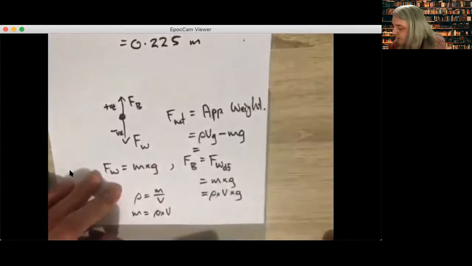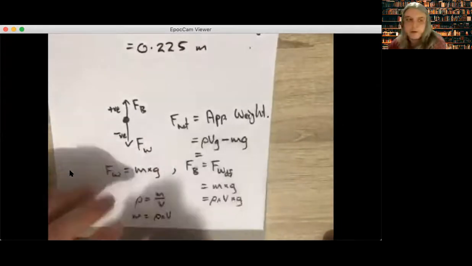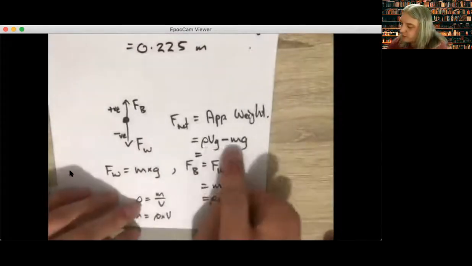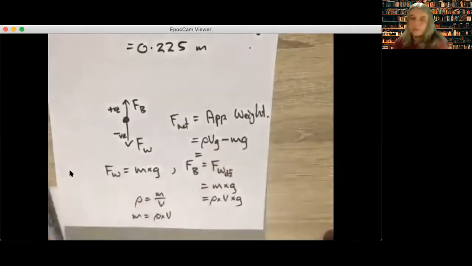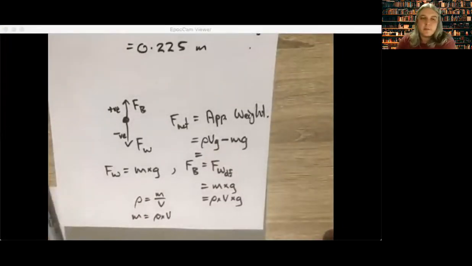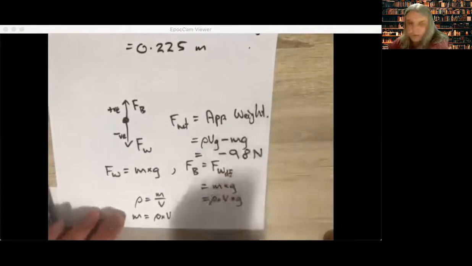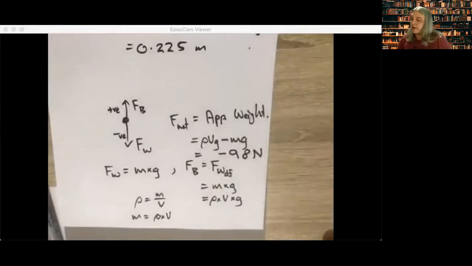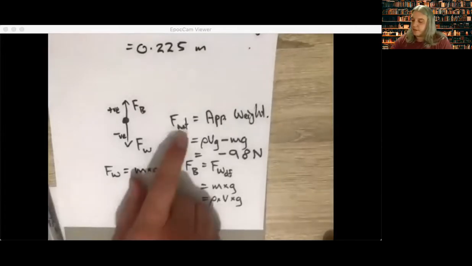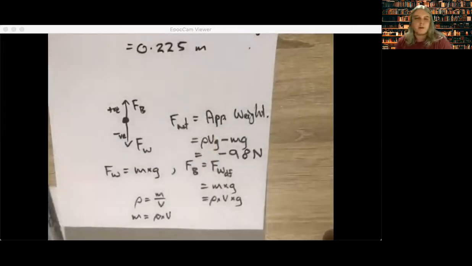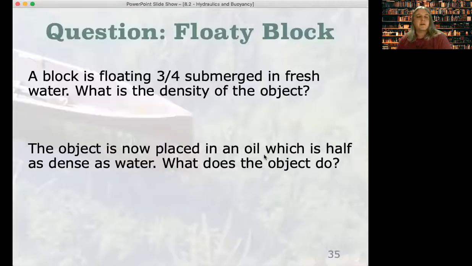And so you can put those values in your calculator. 1,000 times 0.05 meters cubed times 9.8 minus the mass, which was 60 kilograms times 9.8. And hopefully what you get is negative 98 newtons. Negative 98 newtons. And that means that our apparent weight is simply 98 newtons. So fairly straightforward question, just a matter of remembering the definition of apparent weight. That was the goal with that one.